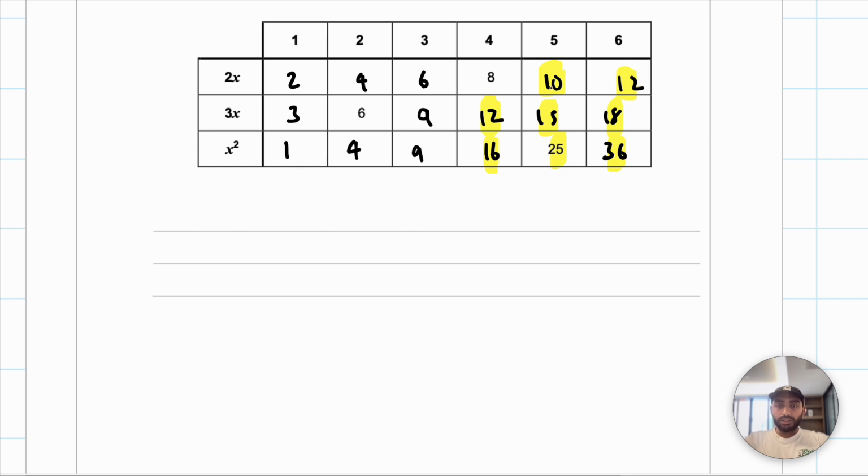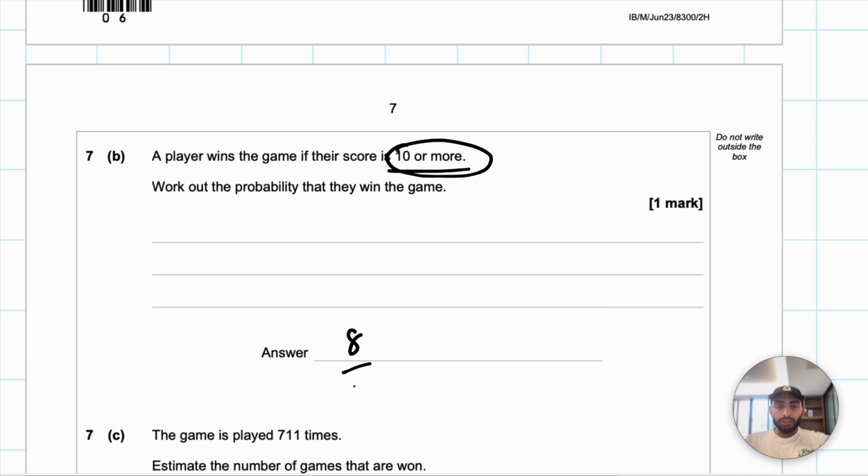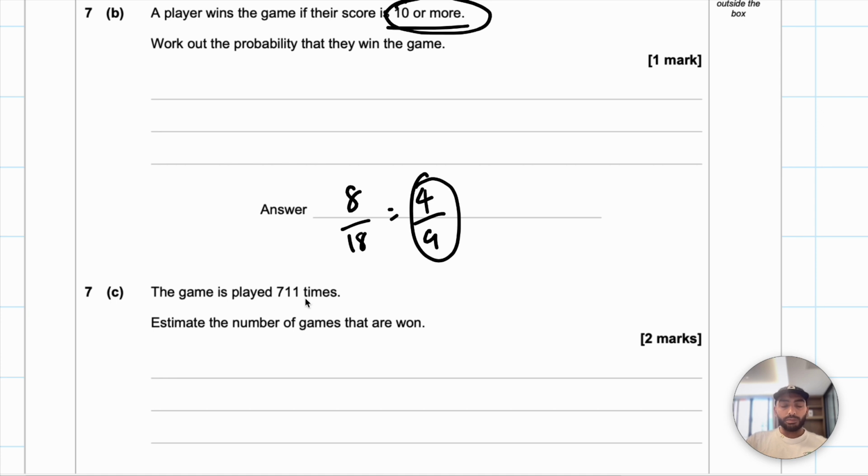You have 3, 6, 8, so that's 8 out of a possible. There's 6 in the first row, 12, 18, so 8 out of 18 possibilities. With probabilities, you don't have to simplify them, you still get the full marks for that, but we'll just simplify it anyway. Part C, the game is played 711 times. Estimate the number of games that are won.